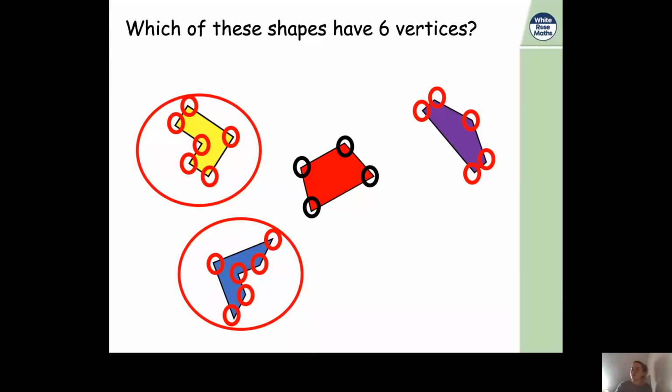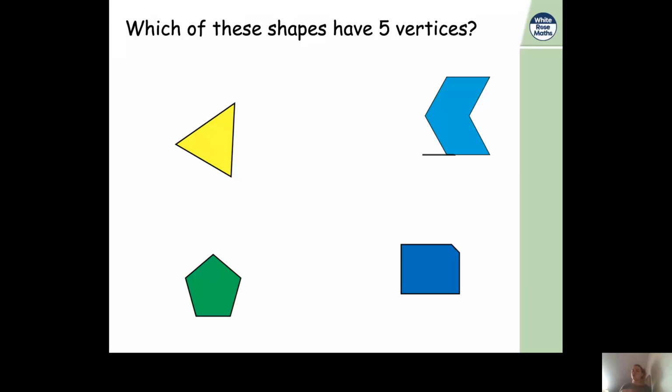So now I think we're ready for a different question. Oh, this one is asking us which of these shapes have 5 vertices. Okay, so I would like to look at the first one together. So we're going to look at the triangle. Now remember, a vertex is where 2 lines meet on a shape.